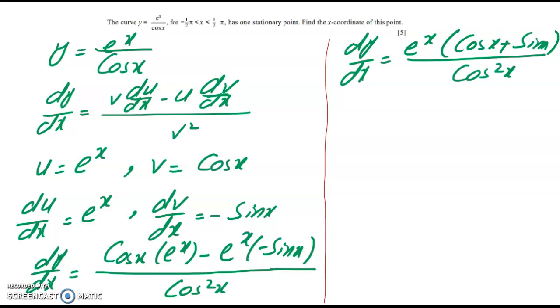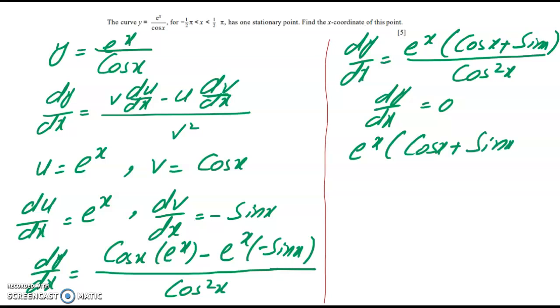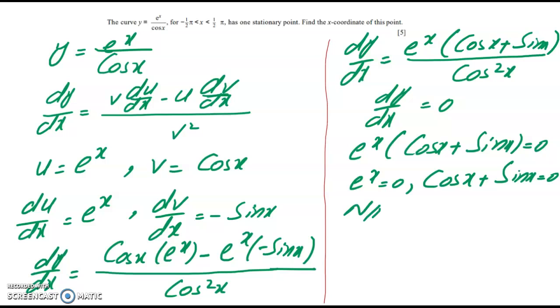Since we are looking for stationary points, the first derivative should be equal to 0. In the derivative, the denominator will not be equal to 0, but the numerator can be 0. So from here, e to the power x is equal to 0, or cos x plus sin x is equal to 0. If we apply log on the first, log of 0 is not defined, so that is not applicable. So this will be sin x is equal to minus cos x.